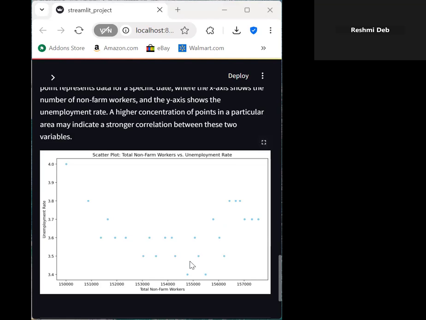So there is no strong correlation between the total non-farm workers and the unemployment rate. This doesn't mean that one variable does not necessarily lead to predictable changes in the other.